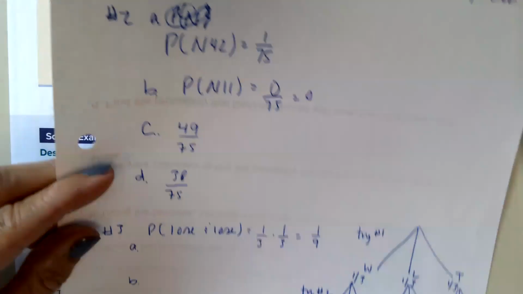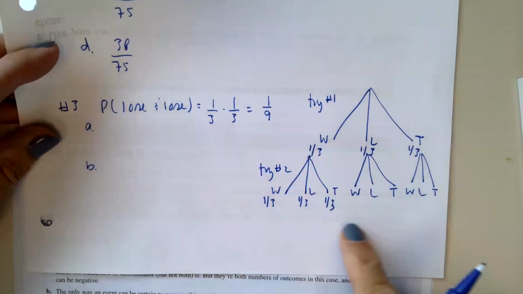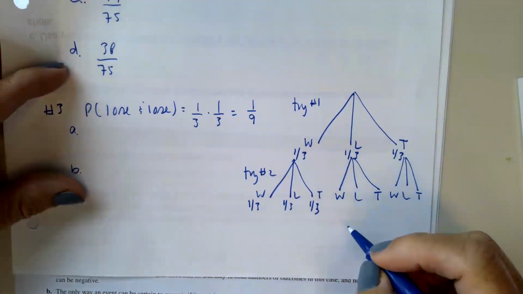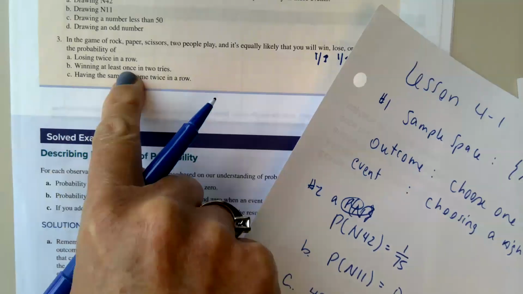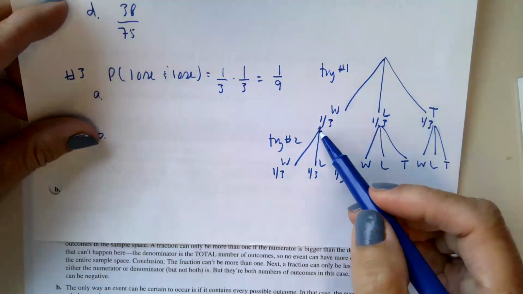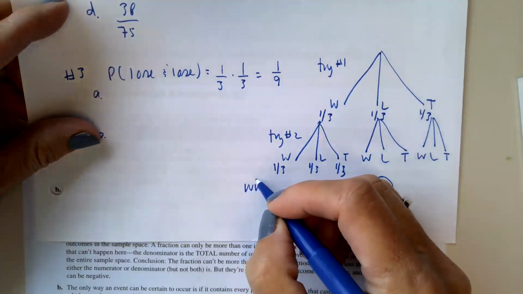So losing and losing, if we go back to A, we could see this in the tree here. This right here would be a lose, lose. But B says winning at least once in 2 tries. So winning at least once means I won on both.